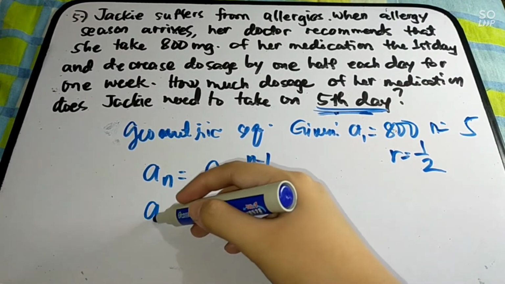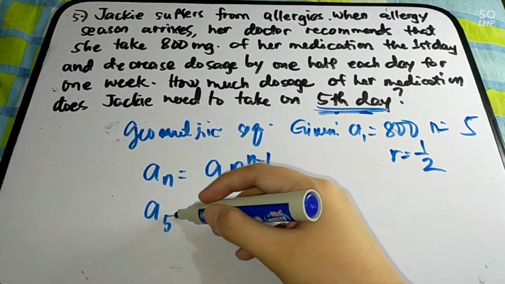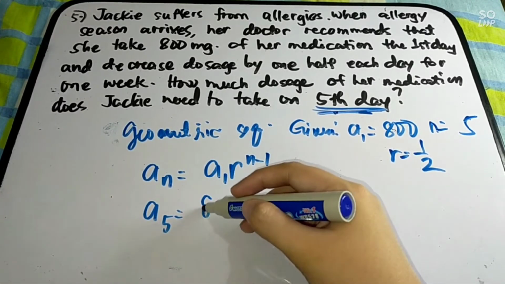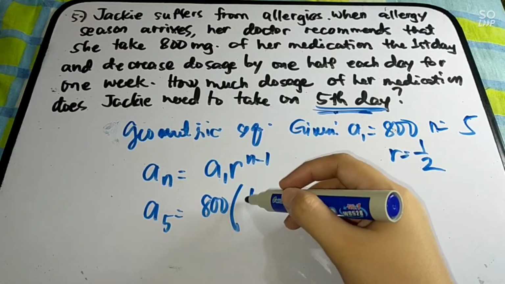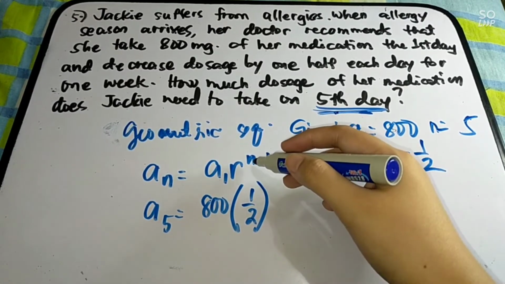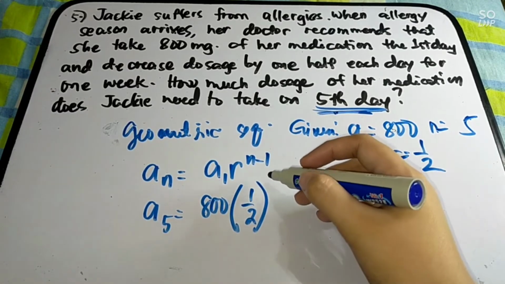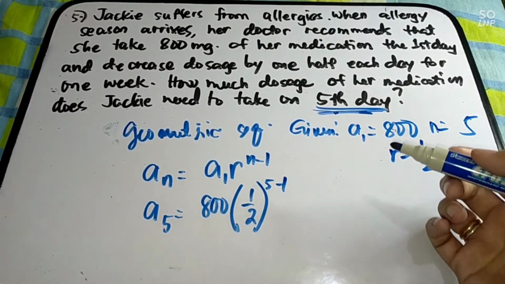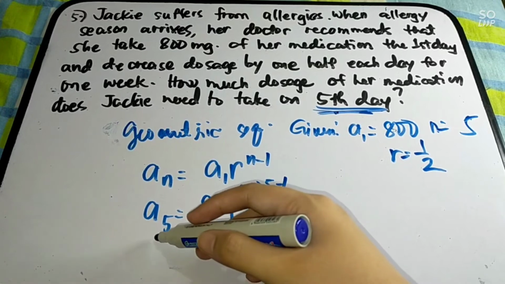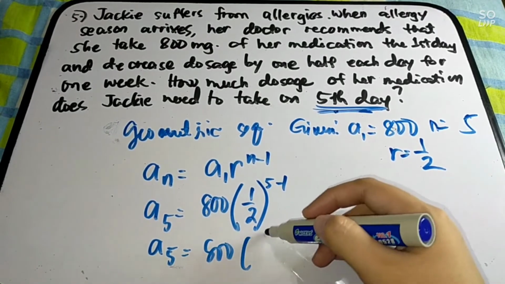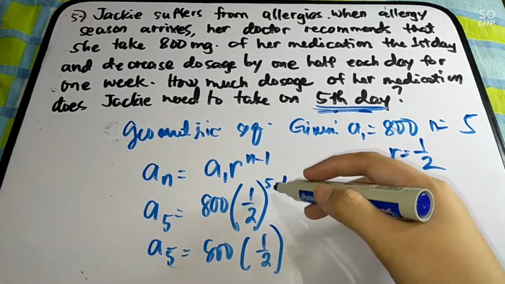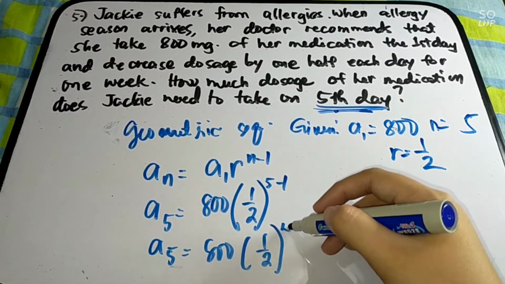So, you have here a sub, your n is 5, is equal to your first term. We have here 800 multiplied by the common ratio of 1/2. Then, we have here n. Your n is 5 minus 1. Then, we are going to solve. A sub 5 is equals to 800 multiplied by 1/2. Then, 5 minus 1, the answer is 4.